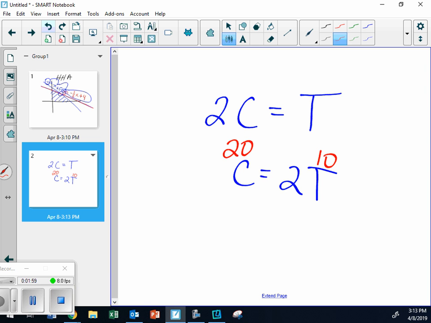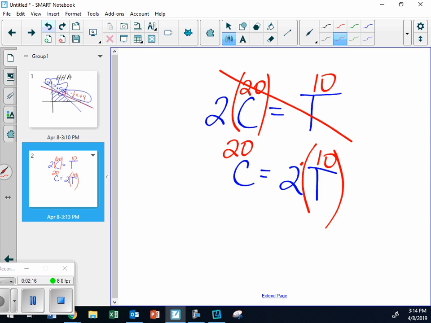Notice you have to multiply the trucks by 2 to make it equal. 20 equals 2 times 10, so that clearly works. And if I put it here, 20 cars, 10 trucks, that wouldn't work, would it? 2 times 20 equals 10. That doesn't work. So you have to do those in a kind of counterintuitive way.